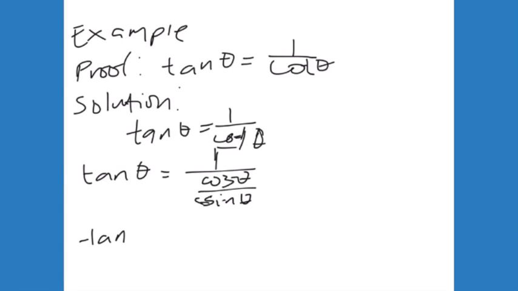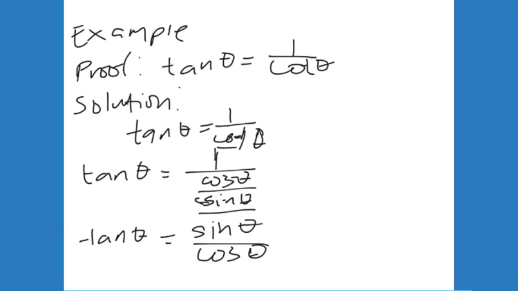Next, we have tangent theta is equal to, get the reciprocal of the denominator and multiply it to the numerator, which is 1. We have sine theta over cosine theta, and simplify, we have tangent theta is equal to tangent theta. Therefore tangent theta is equal to 1 over cotangent theta.